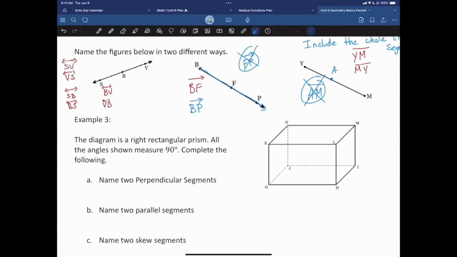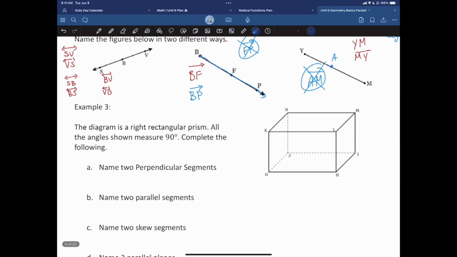This is going to be a little easier so that we can talk about skew a little bit. We're naming things in this box. If you need to find a book to help you visualize this, it's the same thing, okay? So the diagram is a right rectangular prism. That's just basically saying all the angles shown are measured at 90 degrees. Complete the following.